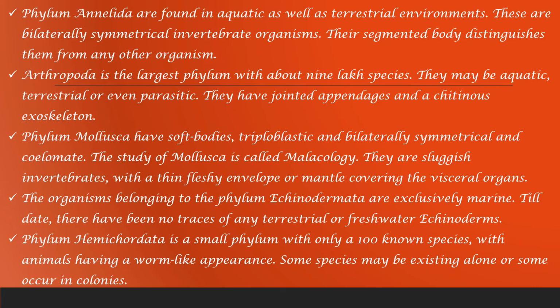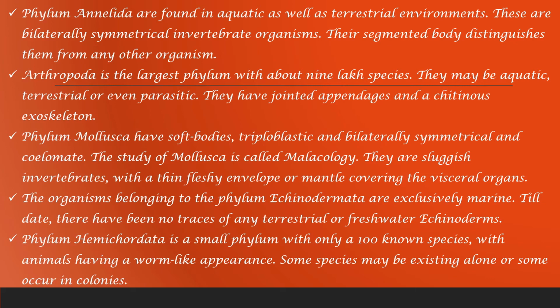Arthropoda is the largest phylum with about 9 lakh species. They may be aquatic, terrestrial, or even parasitic. They have jointed appendages and a chitinous exoskeleton. Then phylum Mollusca have soft bodies, triploblastic, bilaterally symmetrical and coelomate. The study of mollusca is called malacology. They are sluggish invertebrates with a thin fleshy envelope or mantle covering the visceral organs.